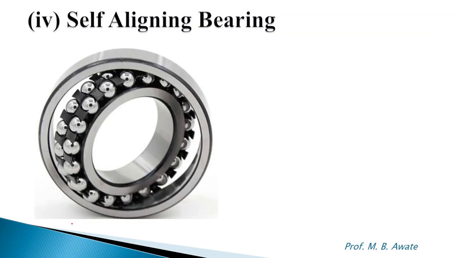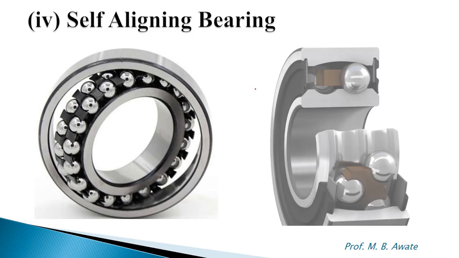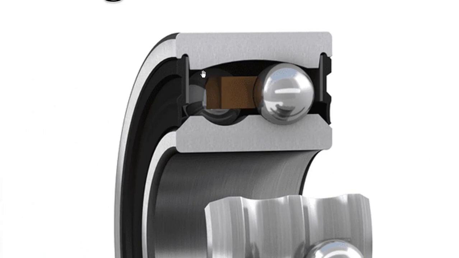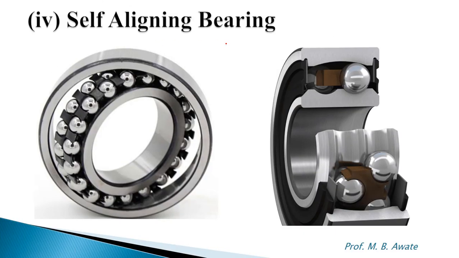Okay, so this is a double row self-aligning bearing. If I focus on the profile, you can see the inner surface of the outer race has been given this profile, so that even though there is a small misalignment of up to 2 to 3 degrees, such a bearing can tolerate it. That's why it is called a self-aligning bearing.